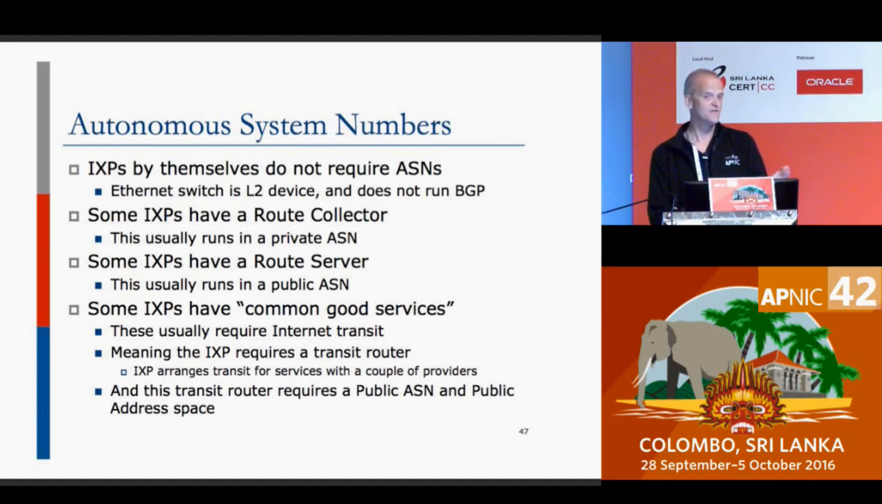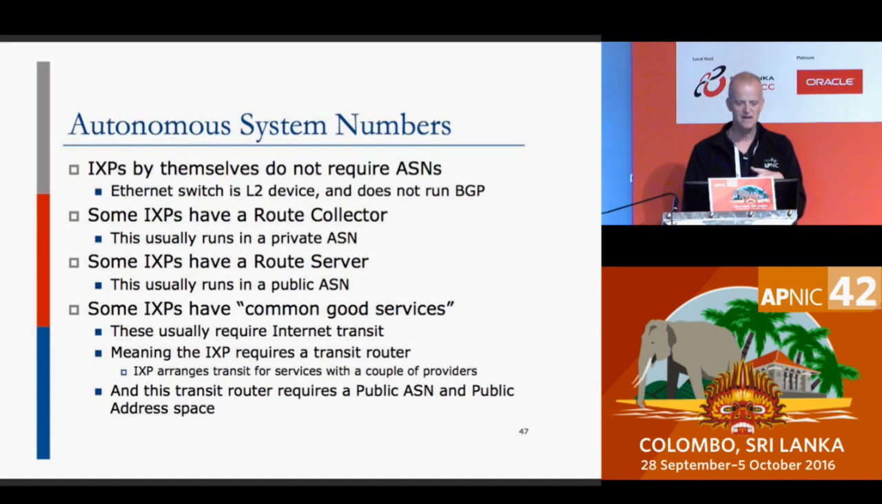But some exchanges have a route collector, which I'm going to talk about. Some have a route server, which I'm going to talk about. And those two do need an AS number. Some IXs run common good services, which the members have defined, and which usually require internet transit. Even the website of the exchange point needs to be visible to the internet, marketing the IX, indicating availability, traffic stats, and so forth, which means the exchange point needs a transit router for the services, but not for the LAN itself. And of course, that router will need a public AS number and public addresses.